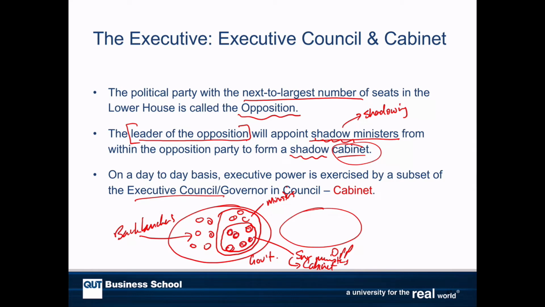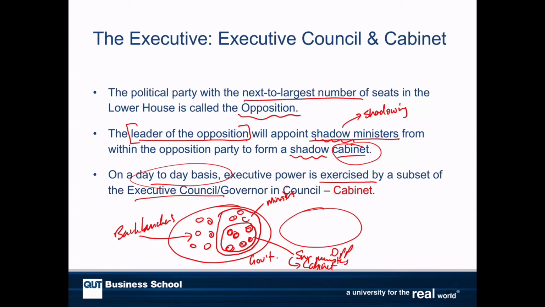And this cabinet exercises power on a day-to-day basis. So they're the ones who realistically are making all the key decisions and keeping up to date and across everything. You don't get to make a law or implement something without it passing cabinet, the small subset of senior ministers.